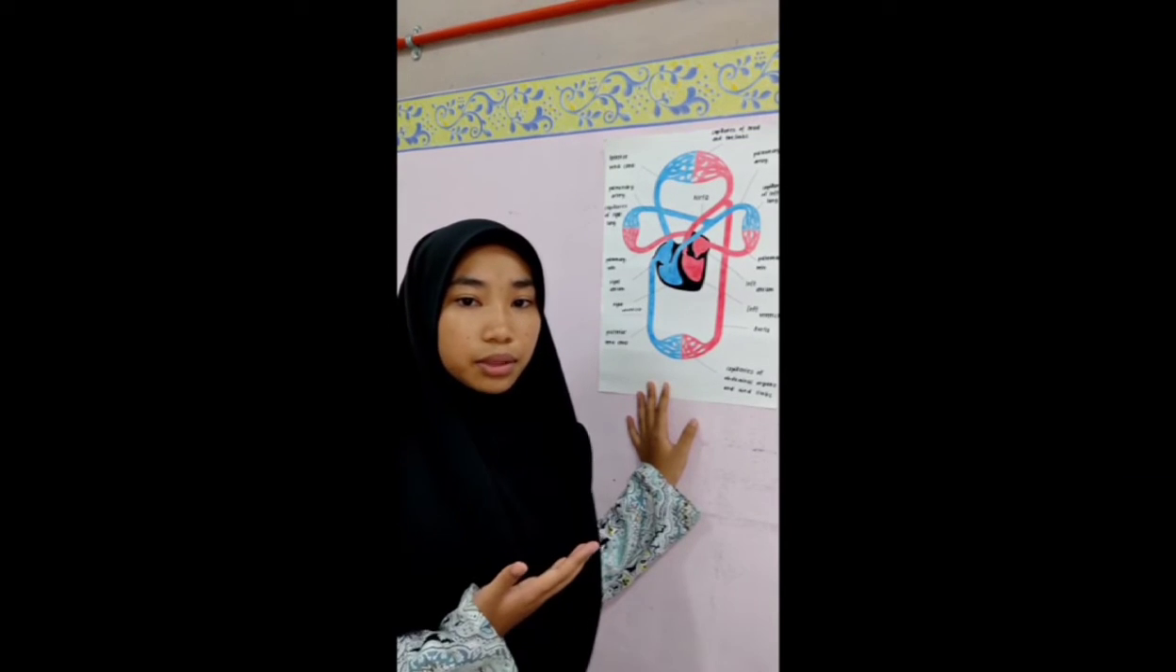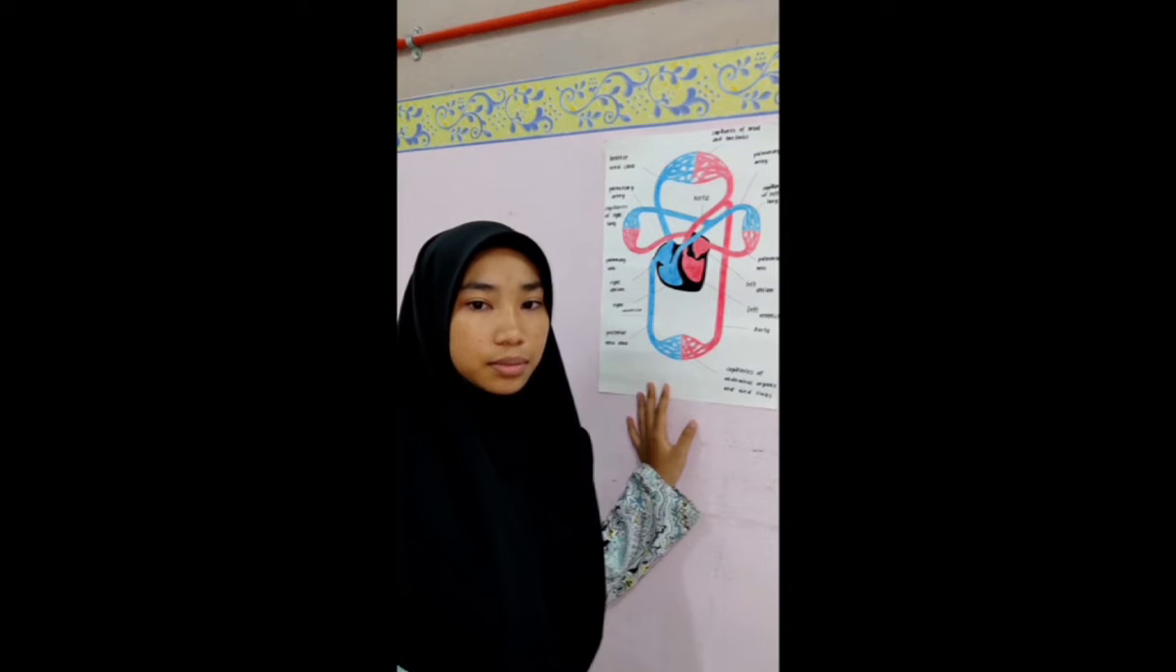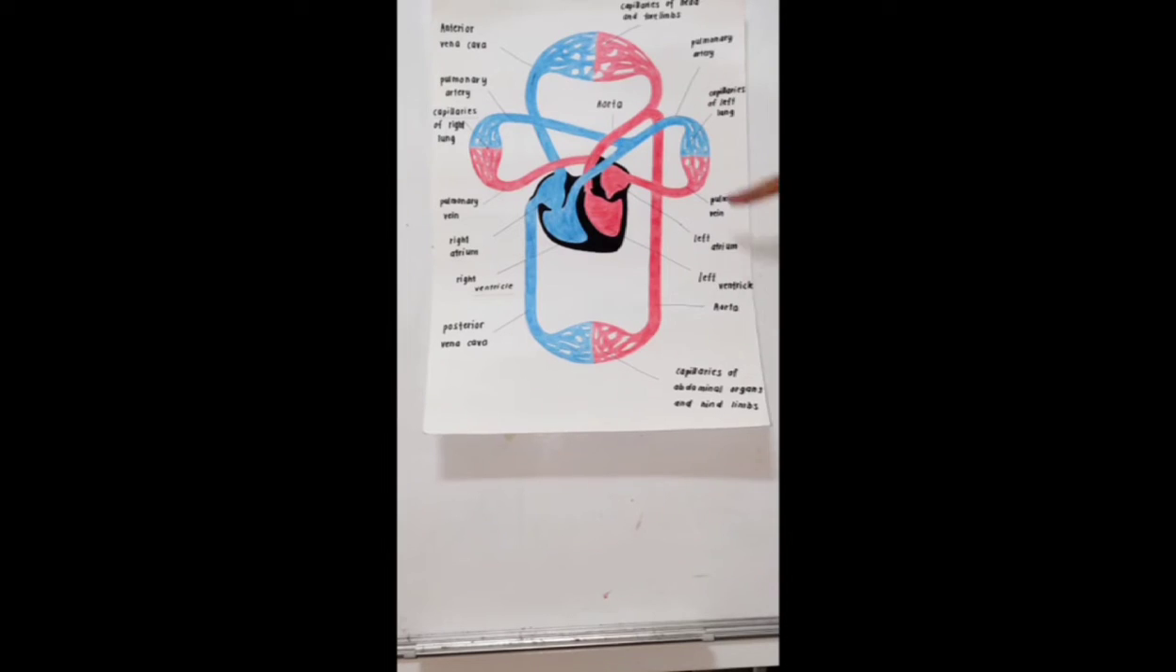Now, I'll continue with pulmonary circulatory system and systemic circulatory system. Oxygenated blood from the lung enters the left atrium through the pulmonary vein. When the left atrium contracts, oxygenated blood is forced to flow into the left ventricle through the bicuspid valve.